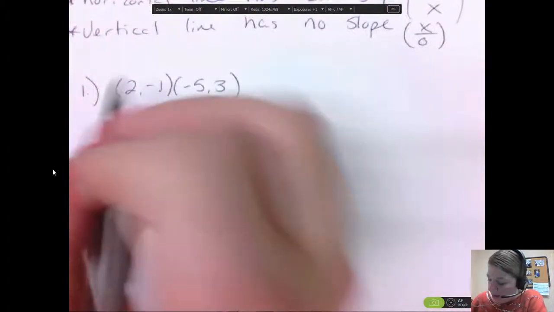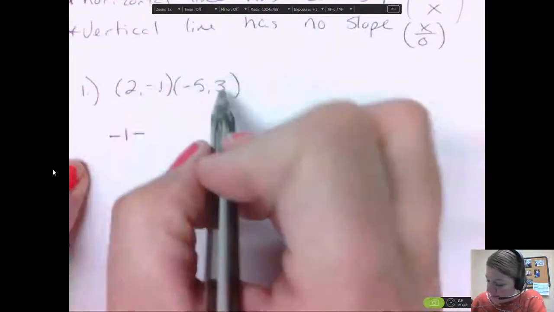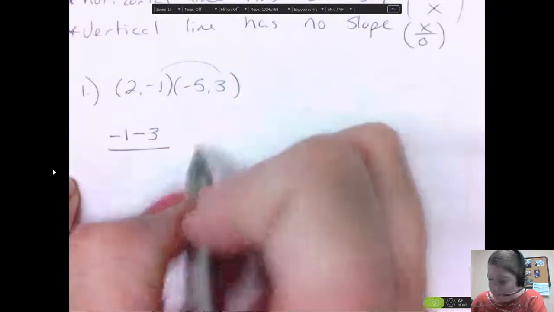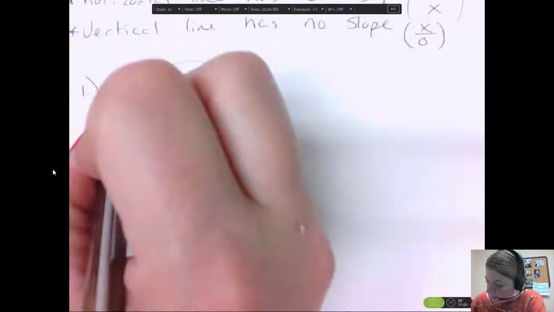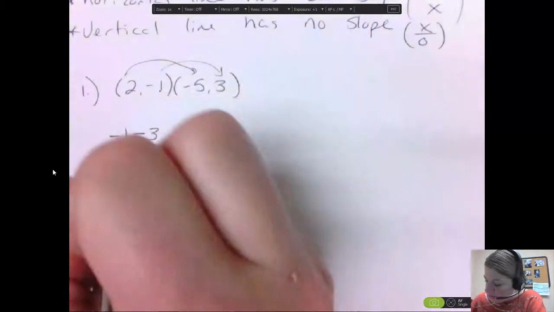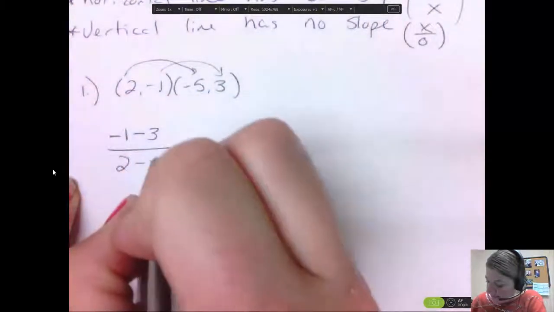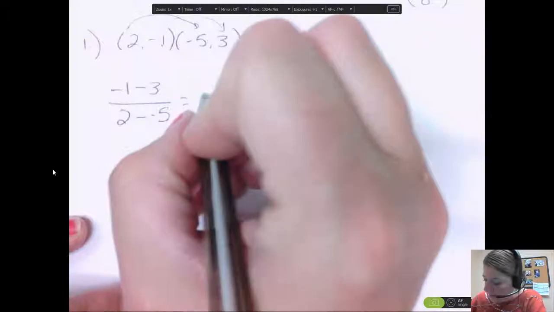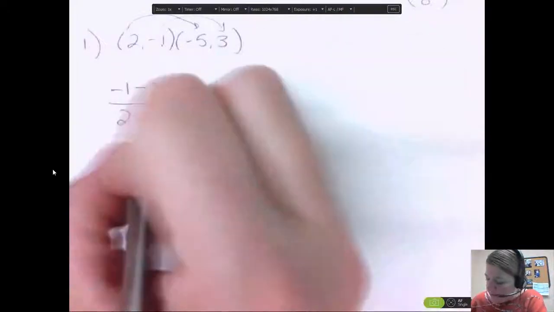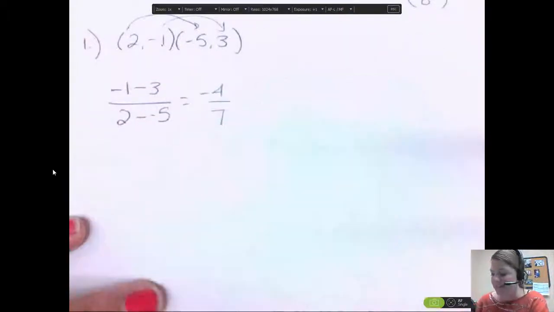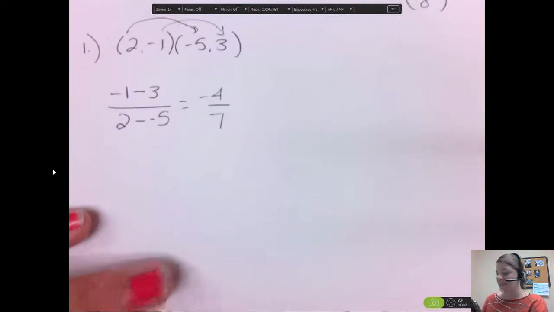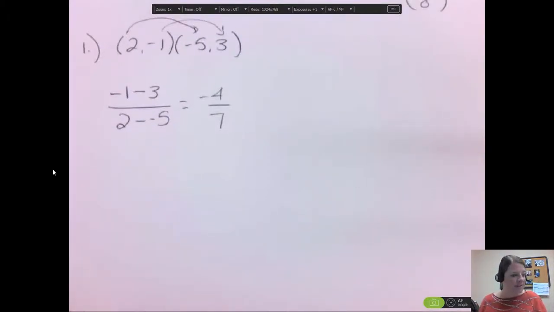So -1 minus 3 over, so I went this way, right? So I have to go this way as well. So 2 minus the -5. So be careful of those double negatives. -1 minus 3 is -4. This is going to become plus, so you get a +7. So our slope of those points is -4/7.